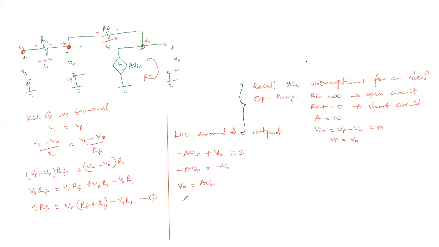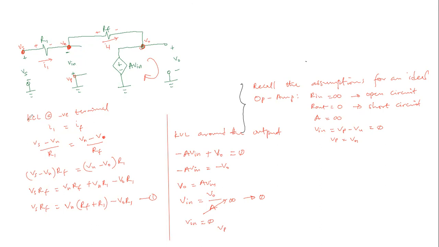So V in, the input voltage, is the same as V naught divided by A. And recall that part of the assumption for an ideal op amp is that the open loop gain or the differential gain is infinite. So if that is true, then V in will reduce to 0. And therefore, if V in is the same as 0, then Vp, that is V in, which is the difference between this and this.